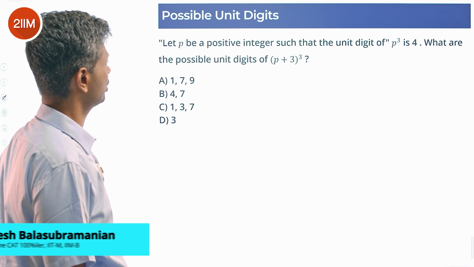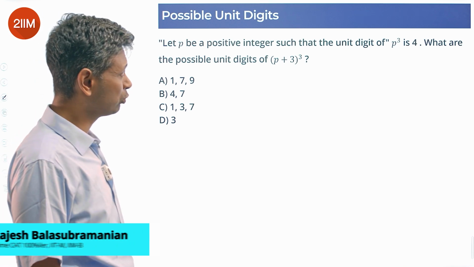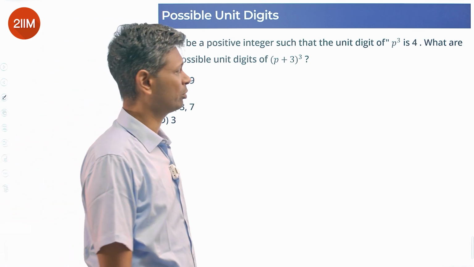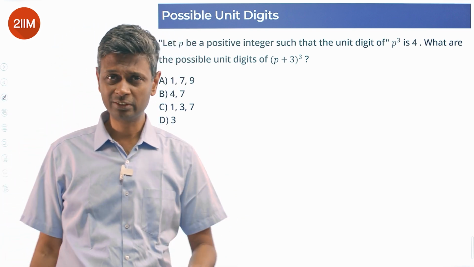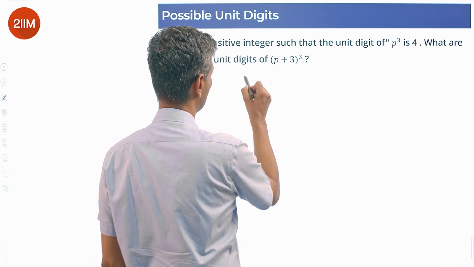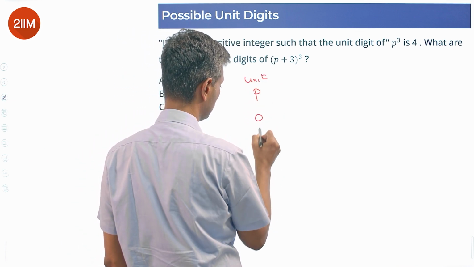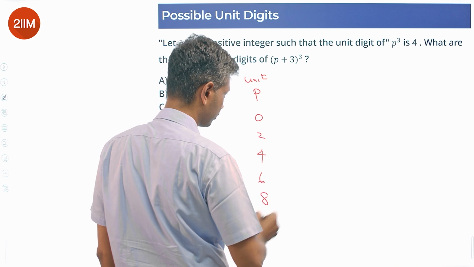Let p be a positive integer such that the unit digit of p cube is 4. What are the possible unit digits of (p plus 3) whole cube? P cube's unit digit is 4, that means p is even. So p's unit digit could be 0, 2, 4, 6, 8.